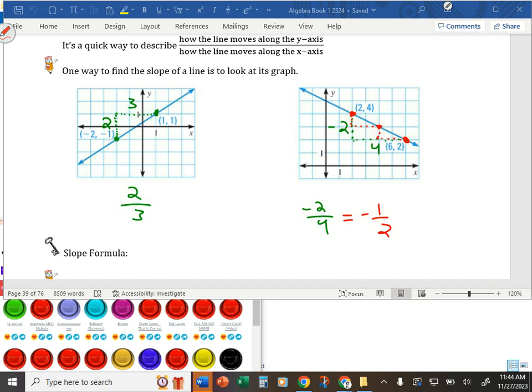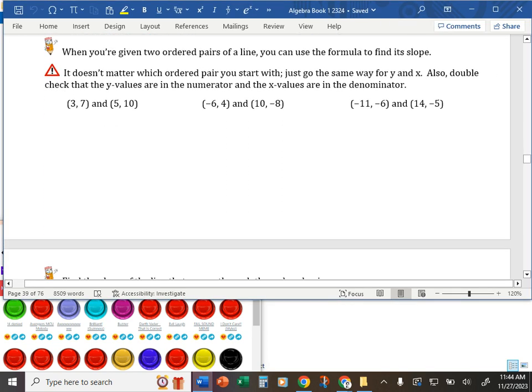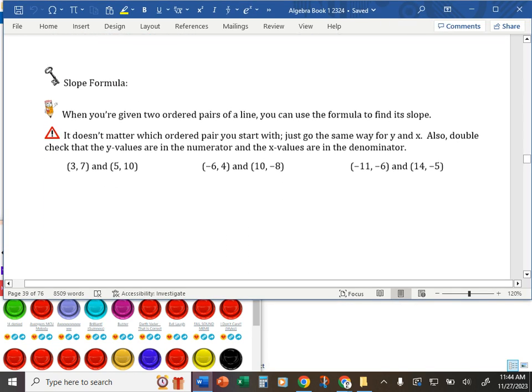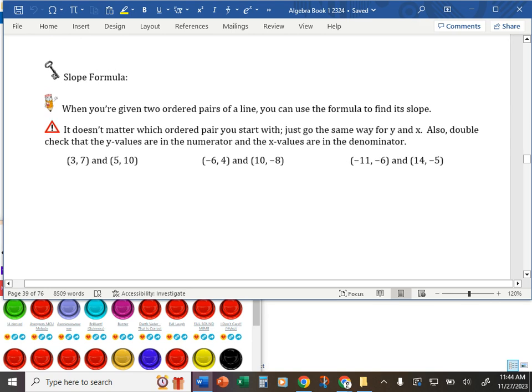Okay. Yep. So then now we go down to the formula, and this is what you needed to know for the entrance exam. This formula is going to be one of the 3 most important formulas that you will learn in algebra. What is the formula to find the slope when given 2 ordered pairs?